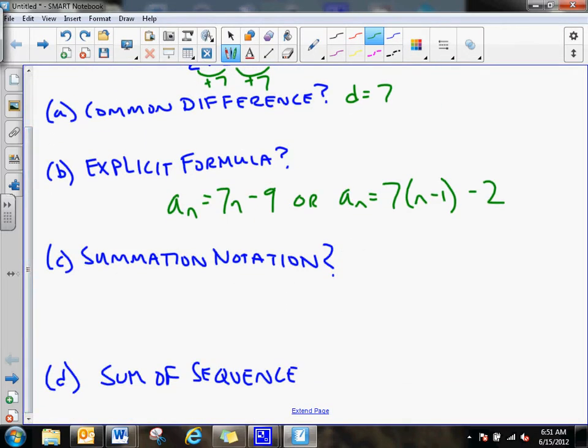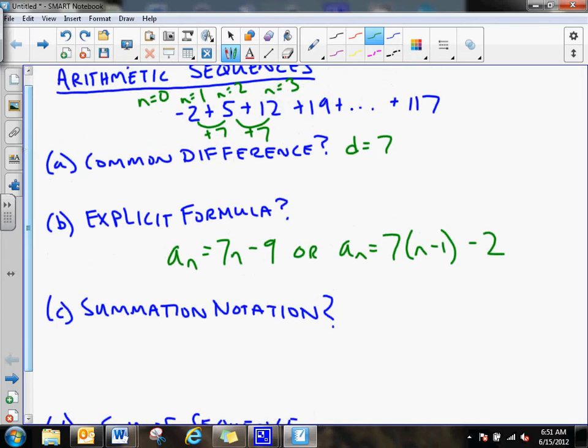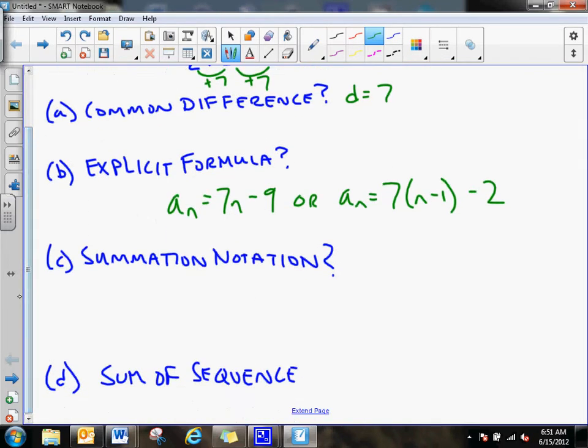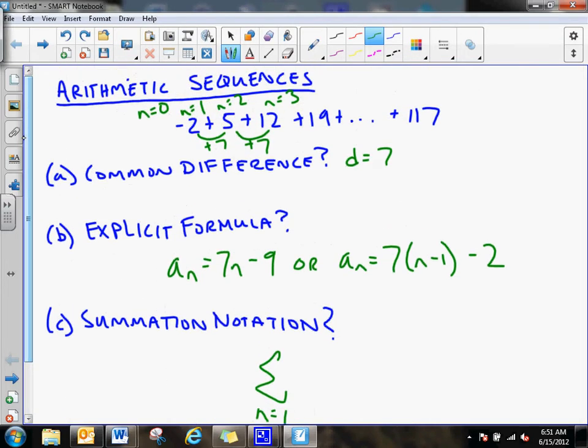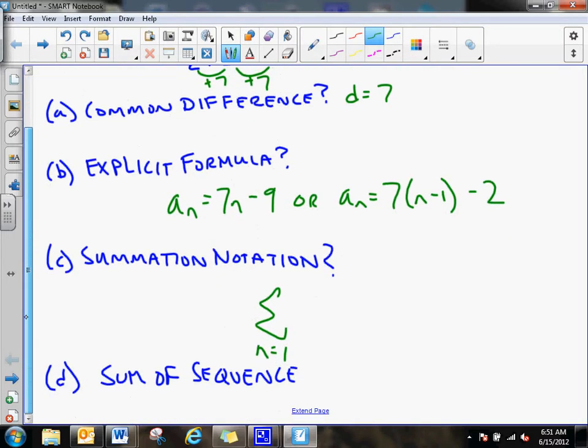All right, so if I want to write this sum in summation notation, I need to do a little bit of work first. So my n's going to always start at 1, but I need to know what the highest value of n is. So I need to know the n value for 117. I can use my explicit formula that I just found, set it equal to 117, and solve for n, which gives 18. So n's going to go from 1 to 18 with my explicit formula plugged in there.